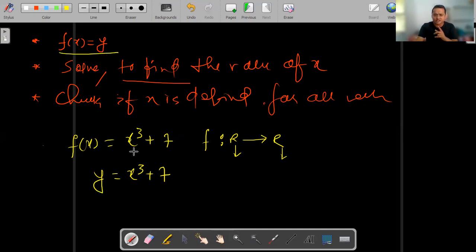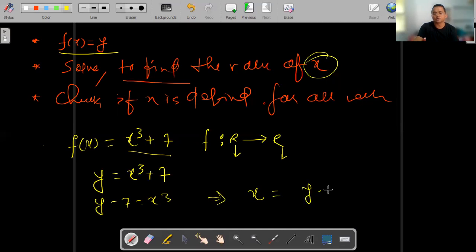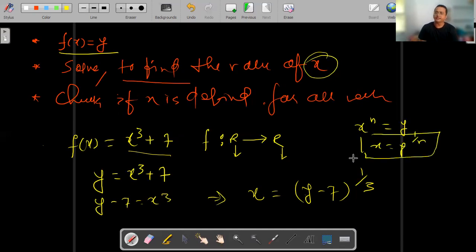So first, f(x) = y. The function is given as x³ + 7, so I have assumed y = x³ + 7. After that, we need to find the value of x. So y - 7 = x³, and we can write x = (y - 7)^(1/3). You know it very well: if x^n = y, then x = y^(1/n). Getting it?